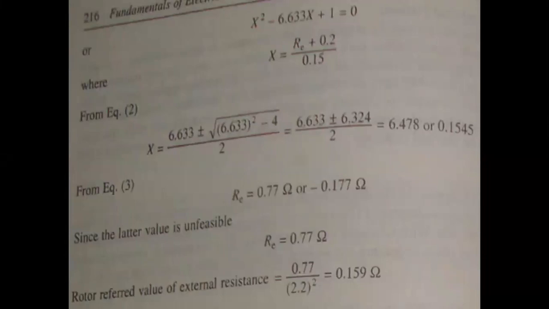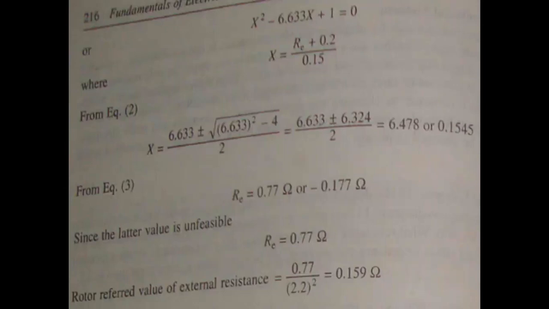Actually, turns ratio means R2, that means rotor by stator, right? But they have given stator to rotor. So that's why we have to multiply the turns ratio, that will become 1 by 2.2 whole square, K square. So this is the rotor referred value. Actually, all the values we have got up to now are stator values. Now we have to change them into rotor referred values. So if you change the value into rotor referred value, stator to rotor, you will get 1 by K square.